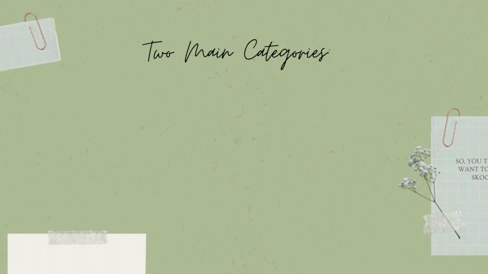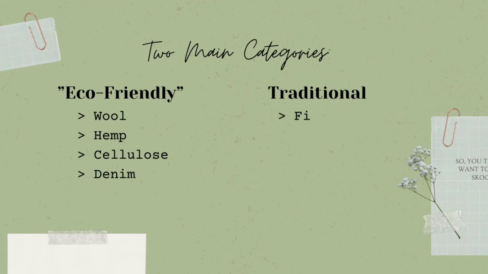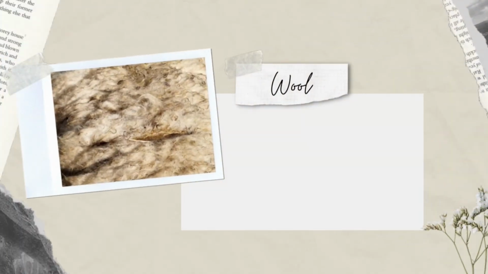So now that we have some of those more complex topics out of the way, let's dive right into talking about the insulation itself. I've broken it down into two main categories: eco-friendly and traditional. Under eco-friendly we have wool, hemp, cellulose, and denim, while the more traditional are usually labeled as fiberglass, rock wool, and foam. Now these are not the only types of insulation available, these are just the ones I decided to highlight. And first on the list we have wool.